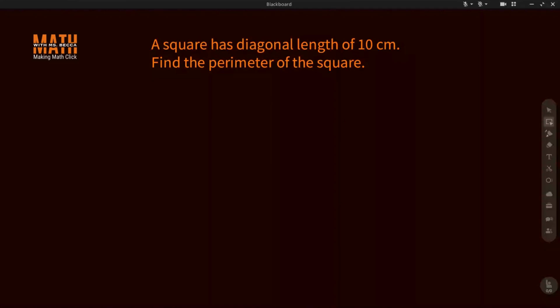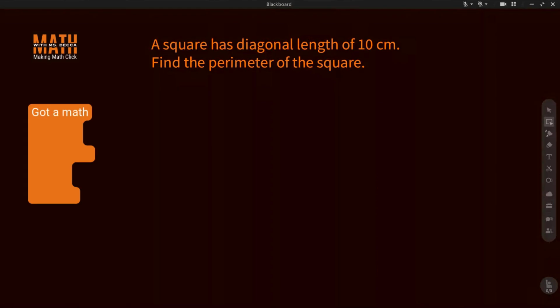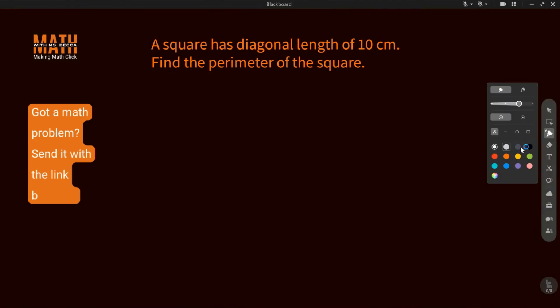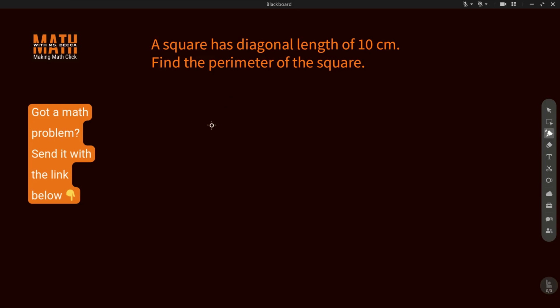Let's solve this problem together. A square has a diagonal length of 10 centimeter. Find the perimeter of the square. What is a diagonal? Let's first draw the square.